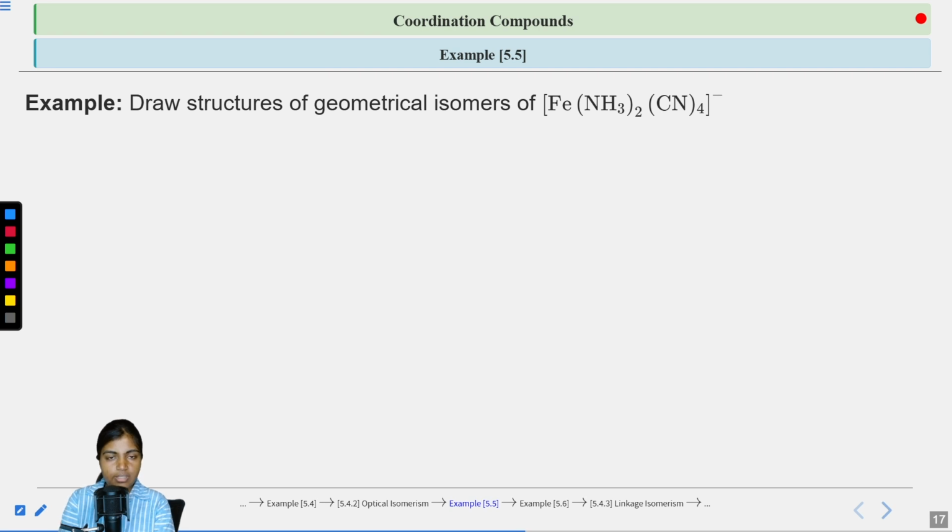Okay, let's solve example 5.5. The example is, draw the structures of geometrical isomers of the complex iron NH3 whole twice CN whole 4 whole negative. Okay, so this is the complex, this is the formula, and you have to draw the structure of this geometrical isomer. So try to solve this, then we will see the answer for this.